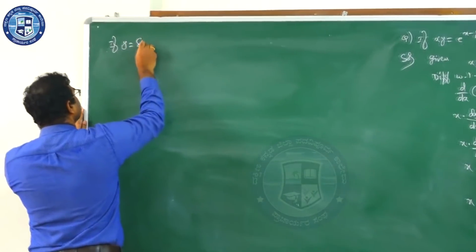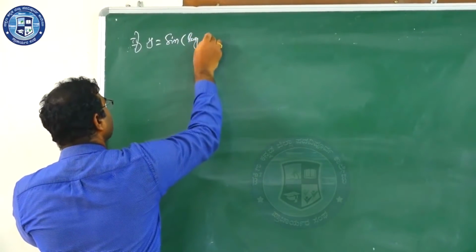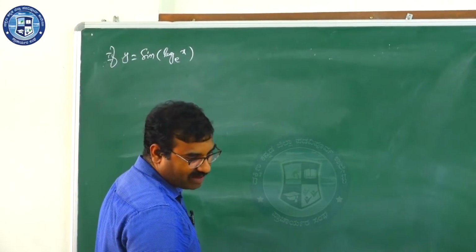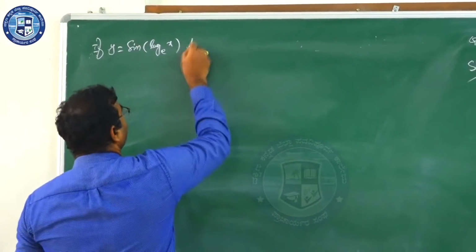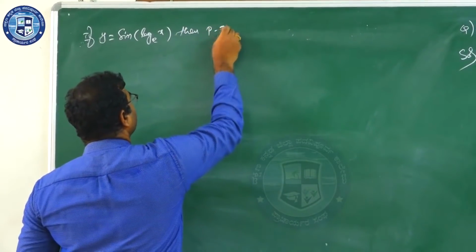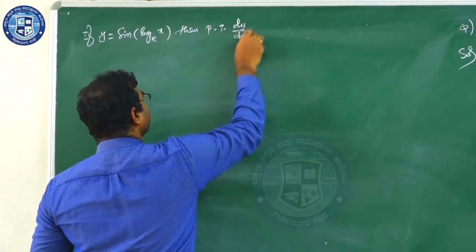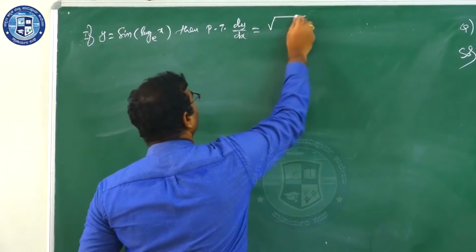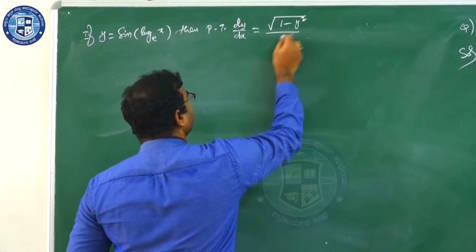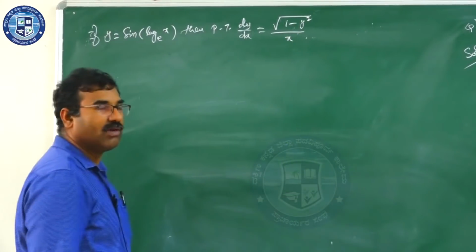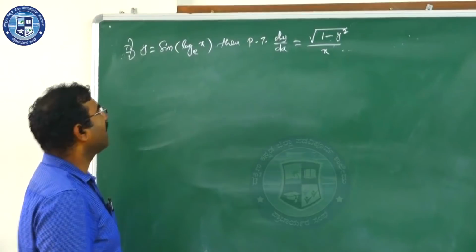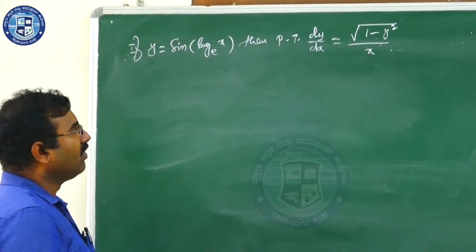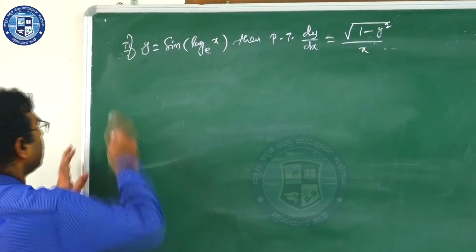If y is equal to sine of log x to the base e, then prove that dy by dx is equal to square root of 1 minus y square divided by x. We have to prove this one.